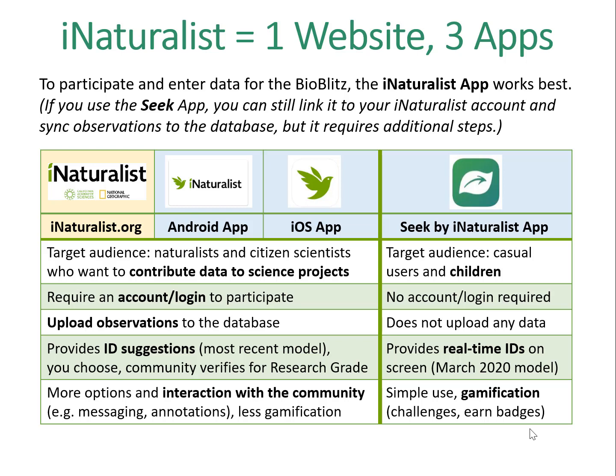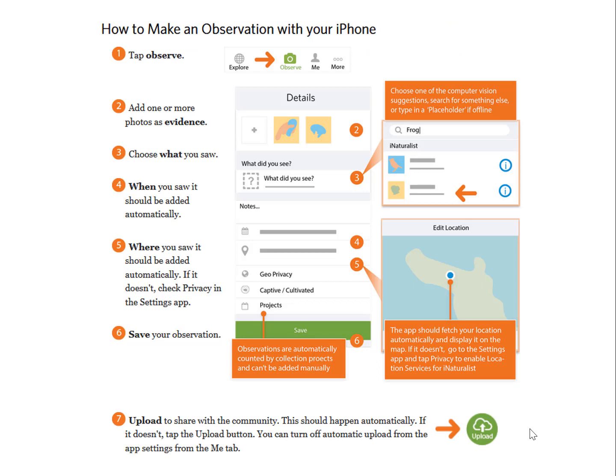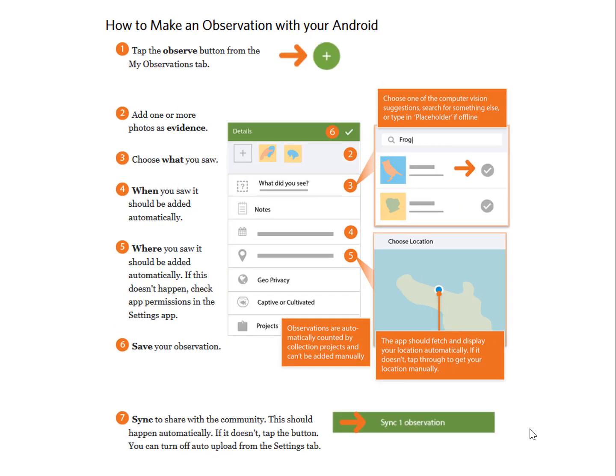However, it does not save a record of your observation into the database like the iNaturalist app does. So once you've downloaded the appropriate app onto your phone, you can again find step-by-step instructions on how to use it to make observations. They have both instructions for the iPhone as well as instructions for the Android app version for iNaturalist.